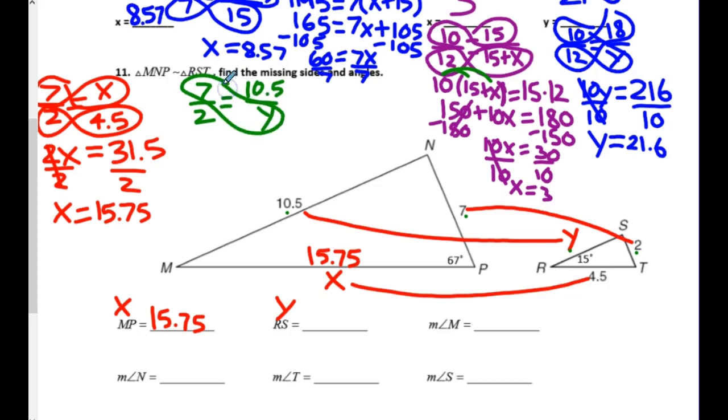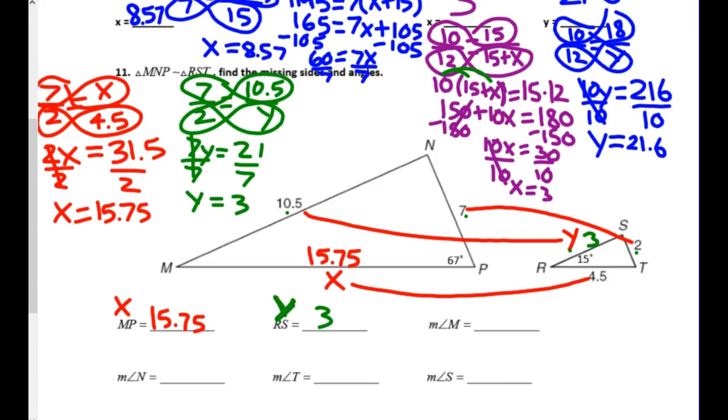7 times y, 7y. 2 times 10.5 is 21. And then we get rid of that coefficient 7 by dividing by 7. And then y equals 3. So this y right here is equal to 3. Alright, so we found all the sides by doing the proportional two fractions, cross multiply and divide.